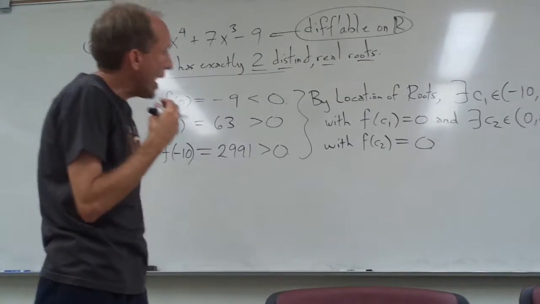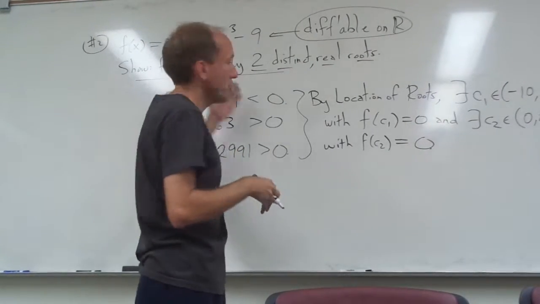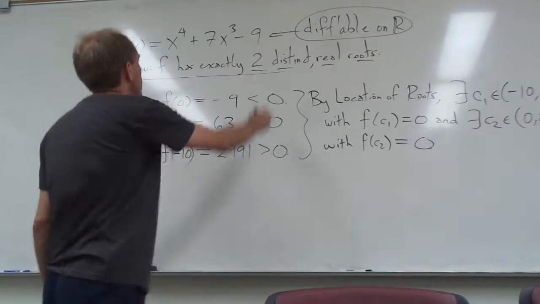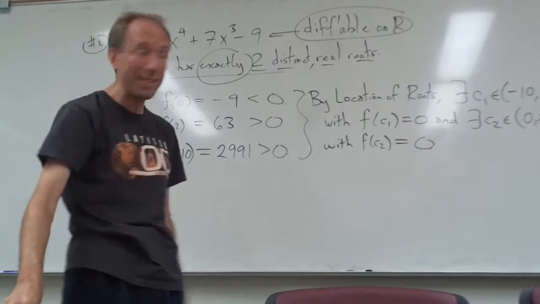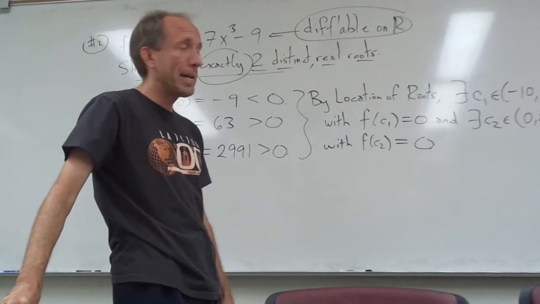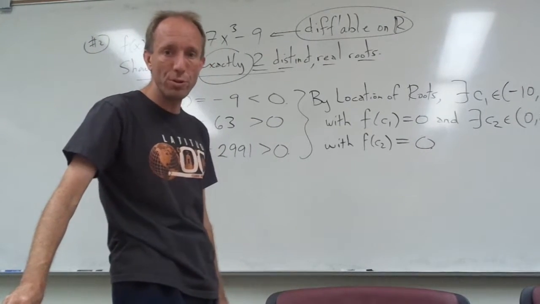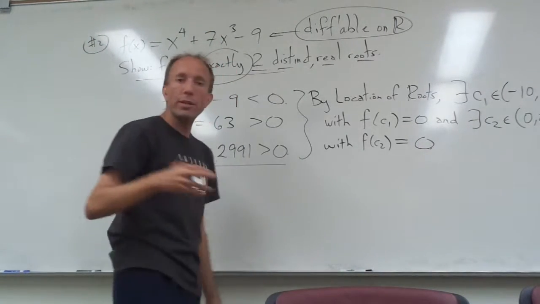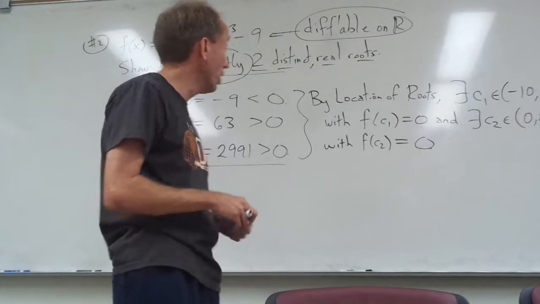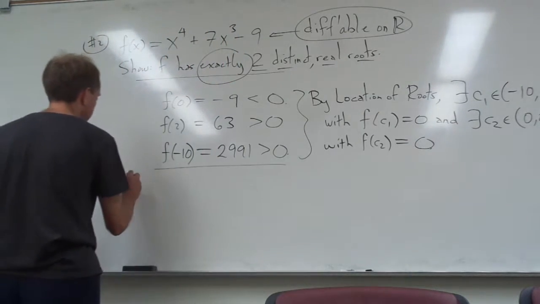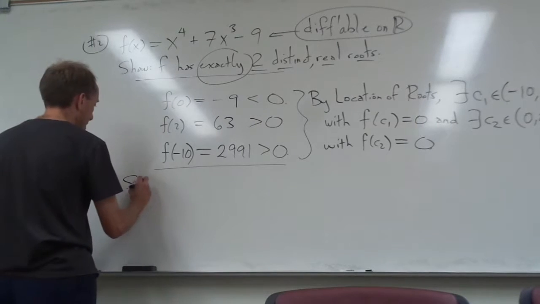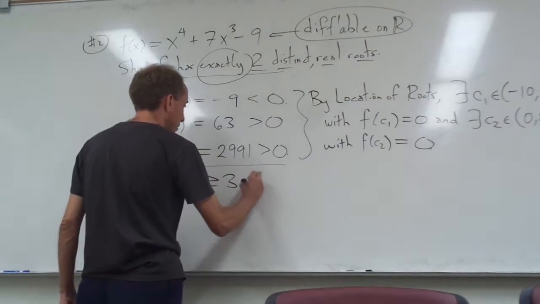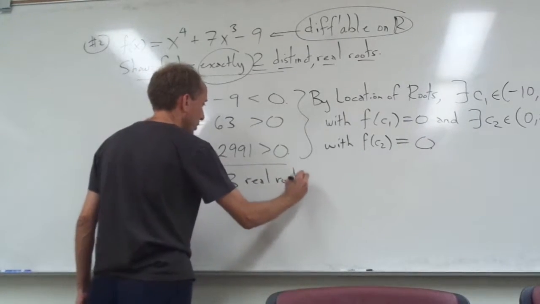The challenge here, the reason that I'm asking this question now, and I didn't ask you this question a week or 2 ago, is that we want to show that there are no other roots besides those two. We want to show that there can't be more than 2 roots. So imagine that there are 3 real roots or more. Suppose f has at least 3 real roots.